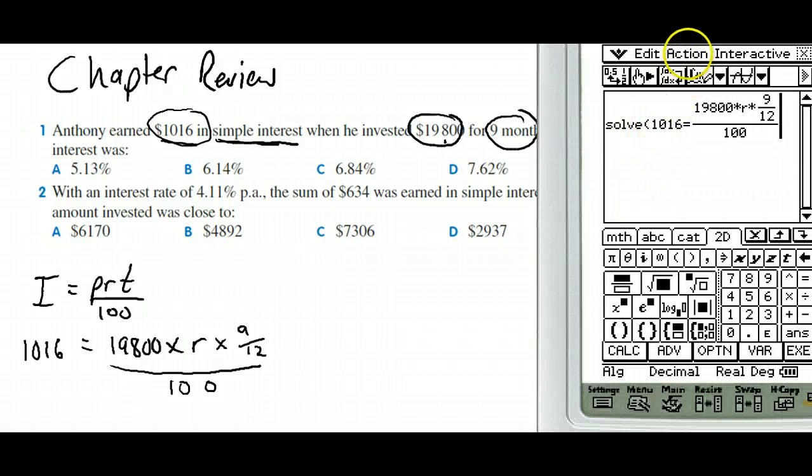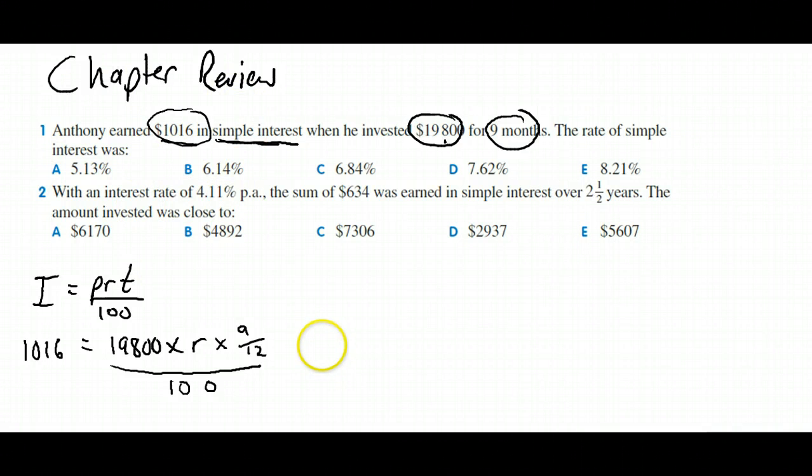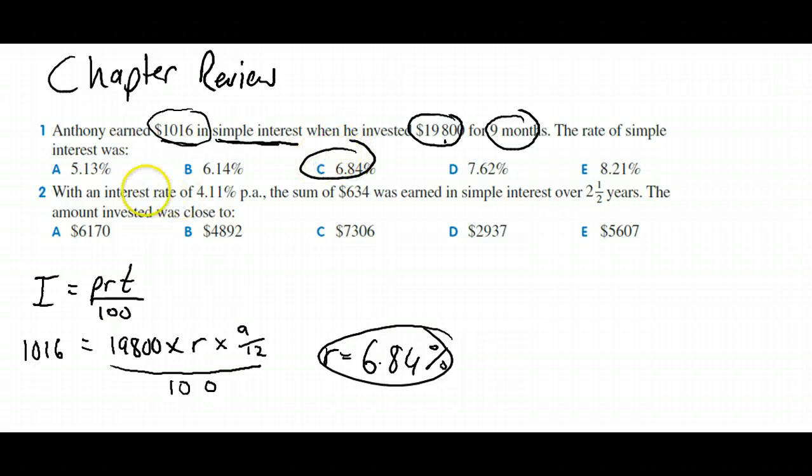Okay, so here you can see we've put in the solve function and then we've written out the equation, and all we need to do at the end is to put comma and then R to let the solve function know that that's what we want to solve for. When we do that we get R equals 6.84, and R is going to be a percentage. So there it is, answer C.